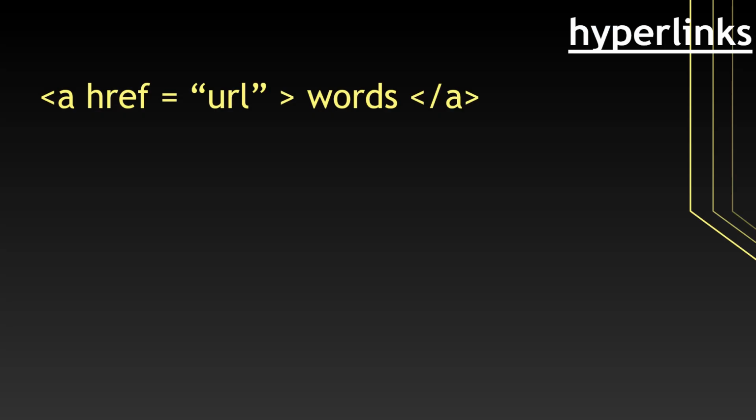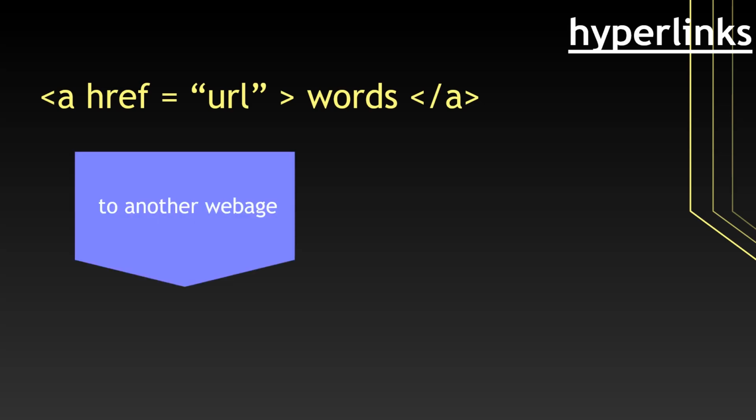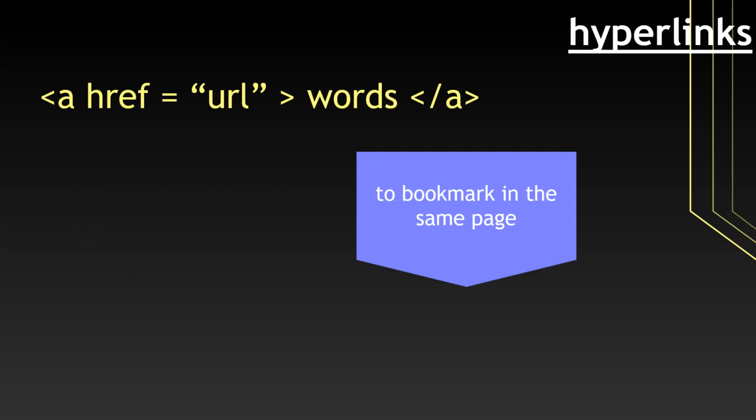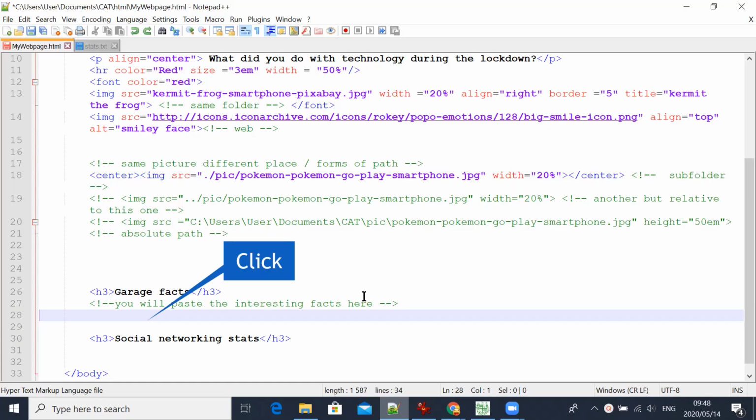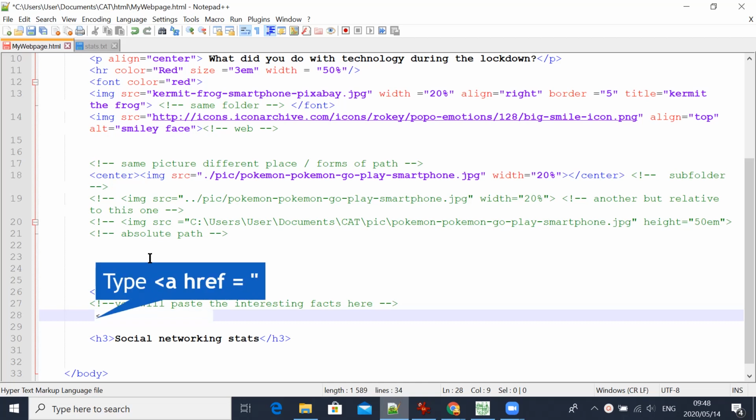The next tag we learn is the link tag. We use this in two ways. One to link to a URL, and the other is to a bookmark within the document. Click under the Garage Facts. Press Tab to indent. Make sure that it is under the heading. Type the opening tag for the hyperlink tag.